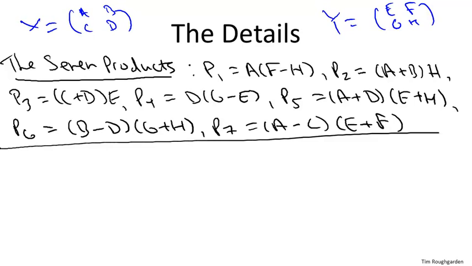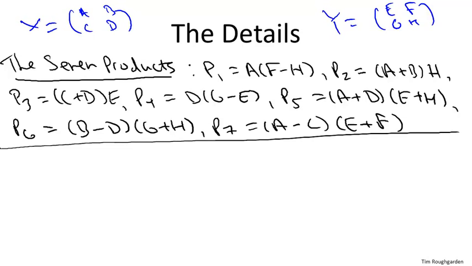So I hope you'll agree that these are indeed only 7 products, and we could compute these with 7 recursive calls. So we pre-process with a little bit of additions and subtractions. We have to compute F minus H, A plus B, C plus D, and so on. We compute all of these new matrices from the blocks, and we can then recursively, with 7 recursive calls, do these 7 products that operate on n/2 by n/2 matrices.